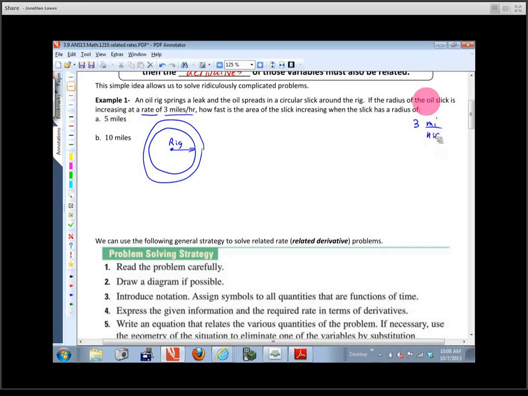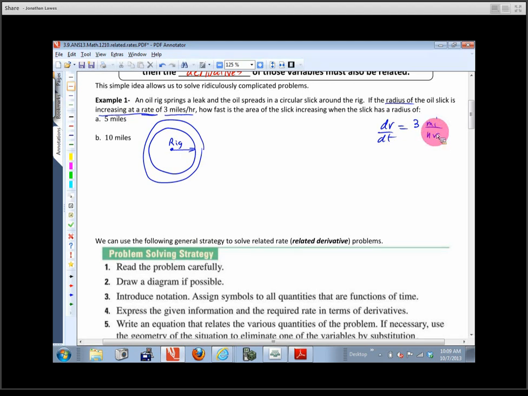Now, let's read the problem a little more carefully. It says the radius of the oil slick is increasing at this rate. So this is a rate of change for the radius. So this is dr d something. And what did we decide we're differentiating with respect to? Time. So this is dr/dt. They just gave us the derivative of radius with respect to time. And notice the units. Radius is in miles. Time is in hours.